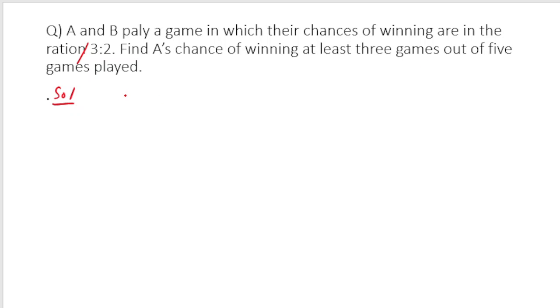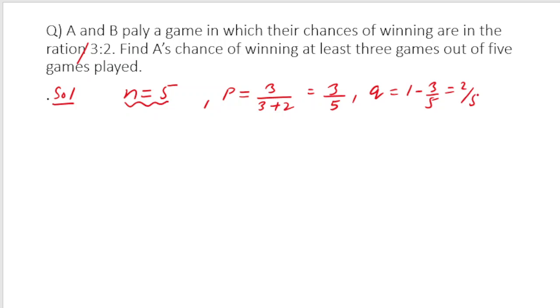So to solve it, how many trials are we performing? We are performing 5 trials. 5 games are being played. So each game is a trial. So n is equal to 5. And what is the probability of A winning the game? Because we require the probability of success. So it is given that A and B play a game in which the chances of A winning are in the ratio of 3:2. Means the probability of A's success is 3 by 3 plus 2, that is 3 by 5. So in 5 games, actually A wins 3 games, so the probability of success is 3 by 5. And what is Q? So Q is 1 minus P, so 1 minus 3 by 5 is 2 by 5.